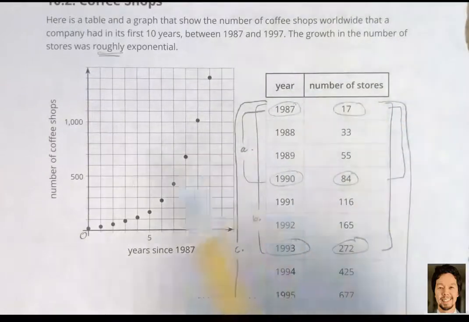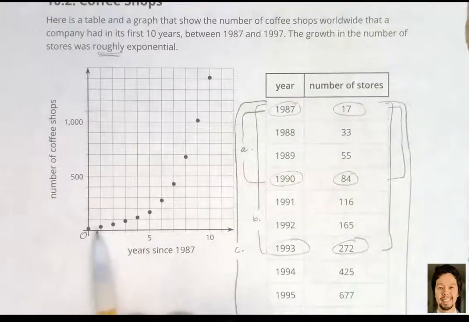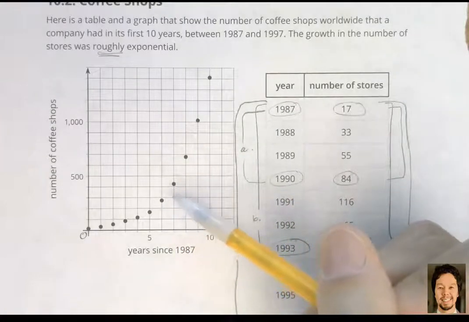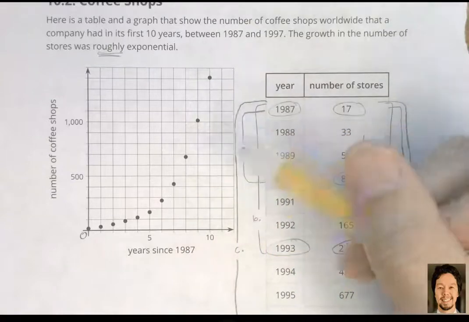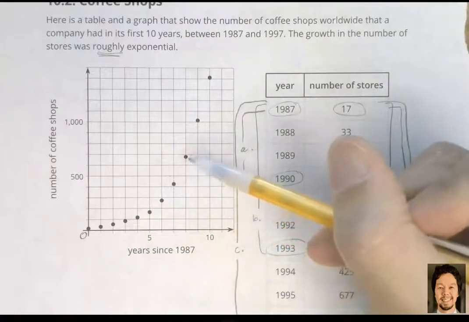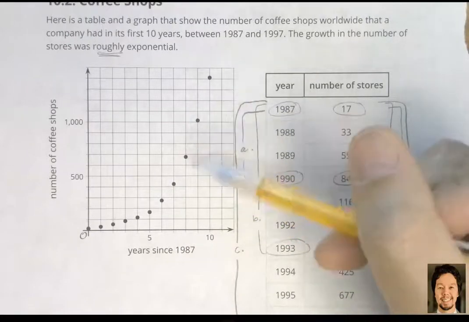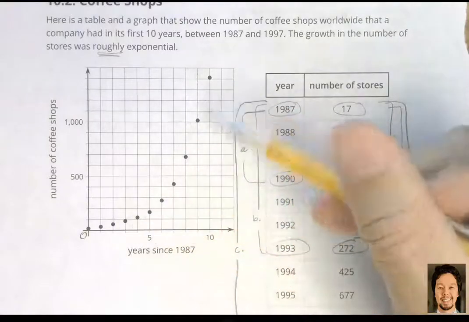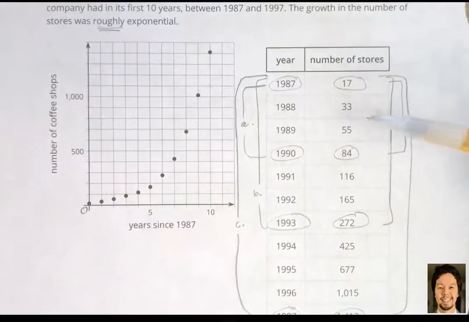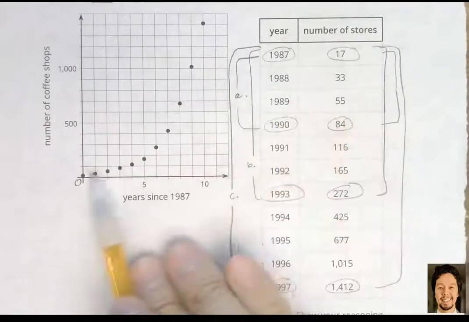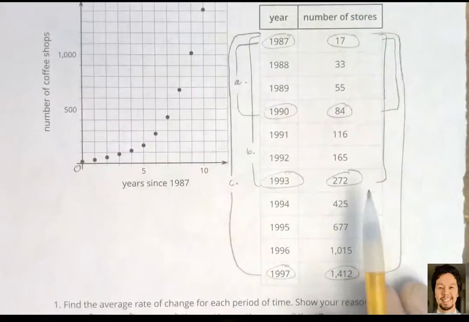So if we take a look, we can see in the beginning, the number of stores grew very, very slowly. And then it must have started to, word got out that the coffee was great and the store was great and the coffee shop was great. So it started to really increase at a much greater rate. And that's why it's roughly exponential. And if we look at the table, we see basically all the ordered pairs that are represented here in the graph.